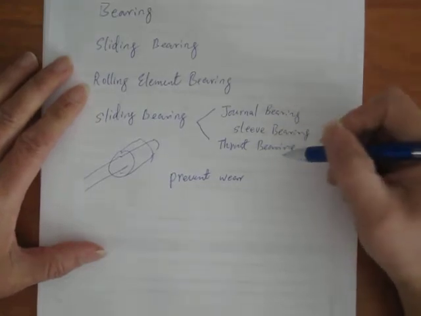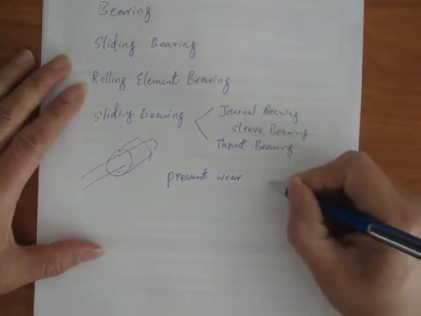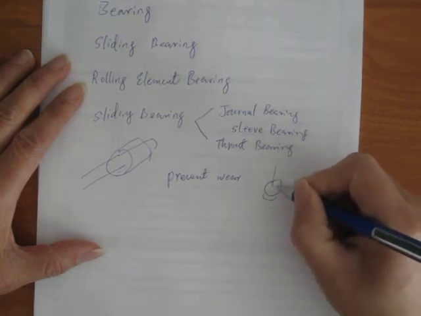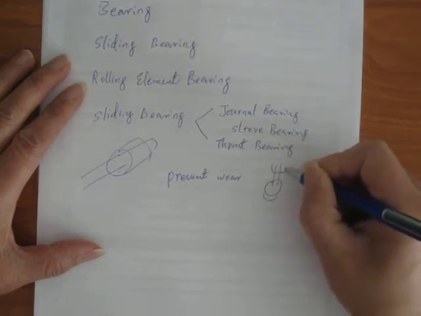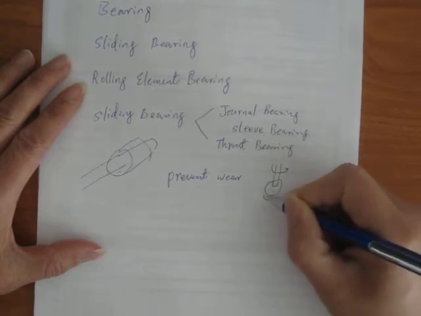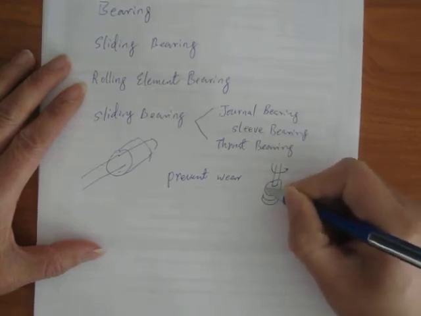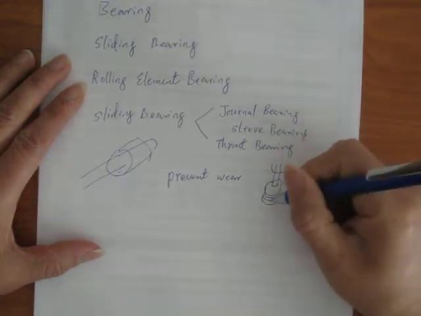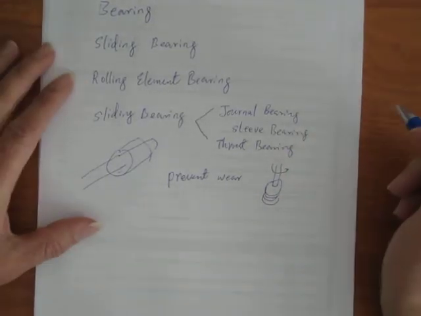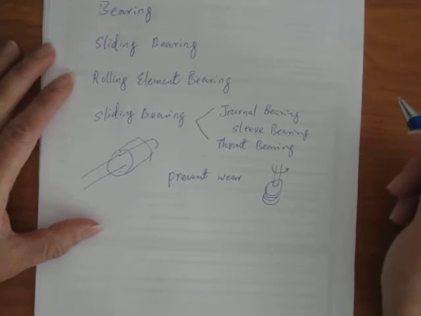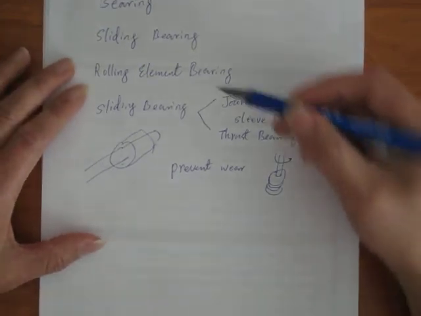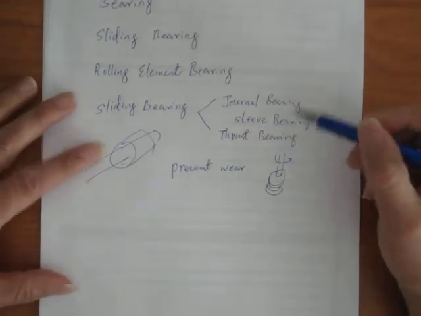And now the thrust bearing is somehow like two discs. If you have two discs, and this disc rotates on this one, this is a thrust sliding bearing. And we'll talk about the rolling element bearing later on.